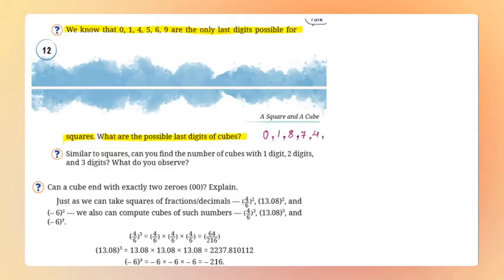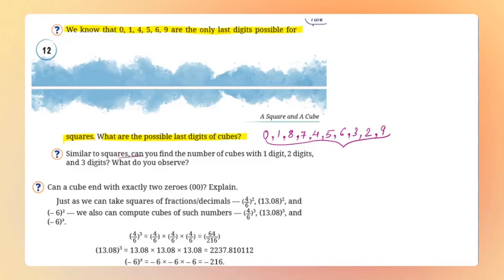For 4, it is 4. For 5, it is 5. For 6, it is 6. For 7, it is 3. For 8, it is 2. For 9, it is 9. That means all of the digits are possible for the cubic numbers to end with. 0 से लेके 9 तक पूरे 10 numbers से आपके cube numbers end हो सकते हैं.